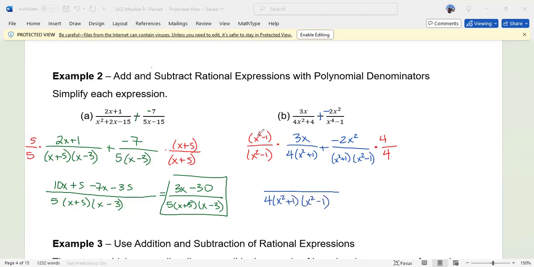Let's distribute on the numerator. X squared times 3x will be 3x cubed. Negative 1 times 3x will be negative 3x. And then negative 2x squared times 4 will be negative 8x squared. Our numerator doesn't have any like terms, so let's just leave it just like that. And that will be our simplified rational expression. Let's go and continue on here.